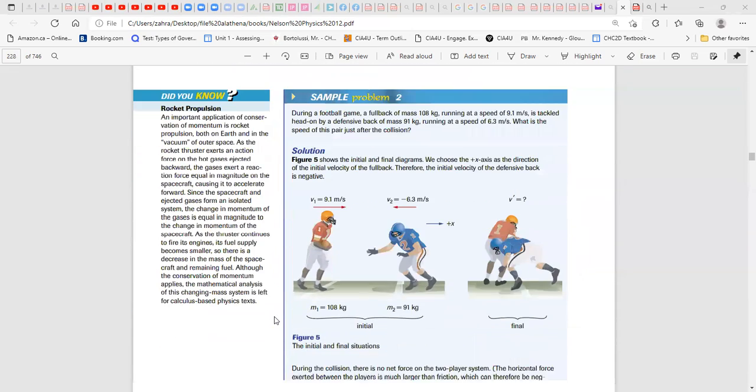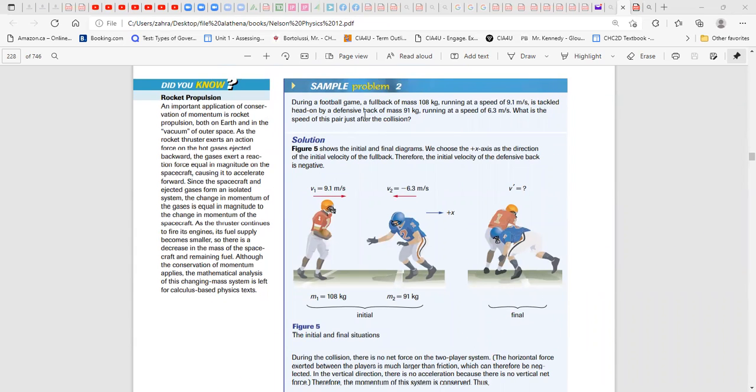Here is another question. During a football game, a fullback of mass 108 kilograms is running at 9.1 meters per second, and he is tackled head on by a defensive back of mass 91 kilograms. So this one, the mass is 91 and the speed is negative 6.3. You need to consider the direction of the movement, because velocity is a vector. What is the speed of the pair just after collision?